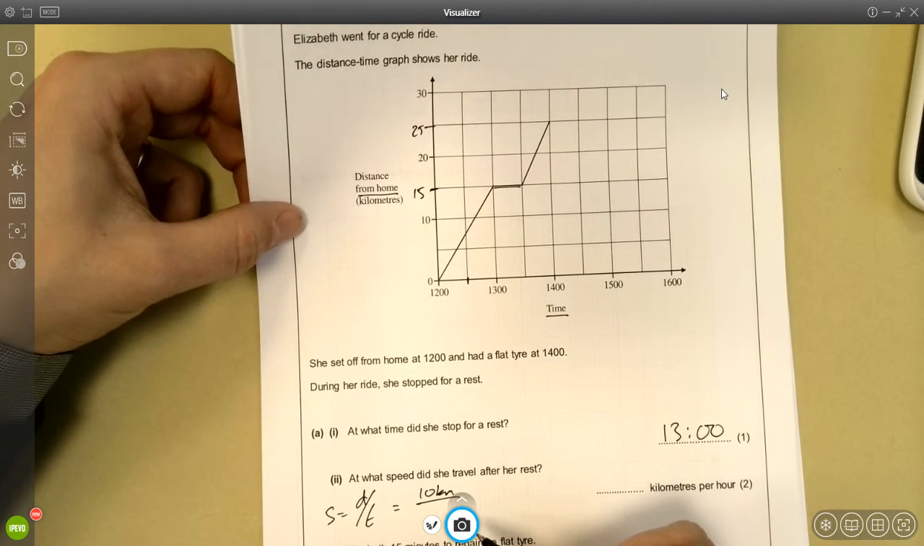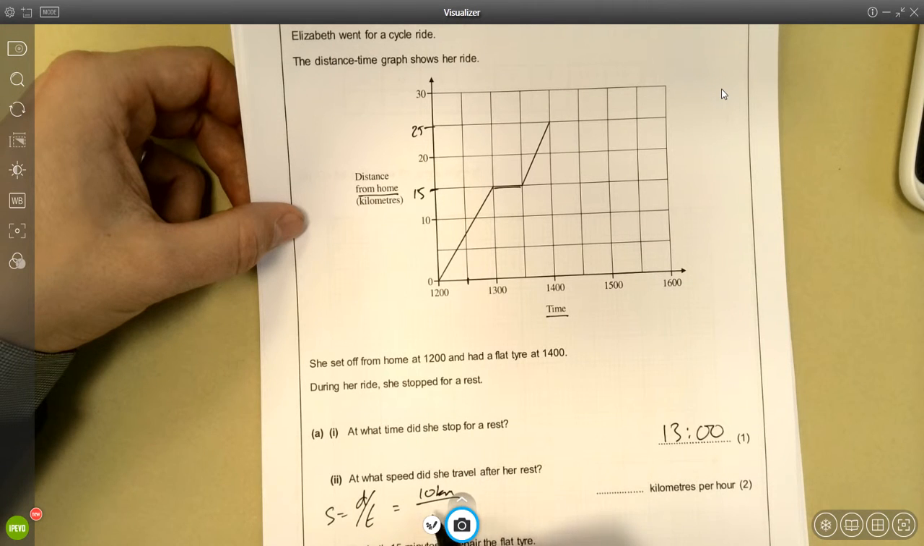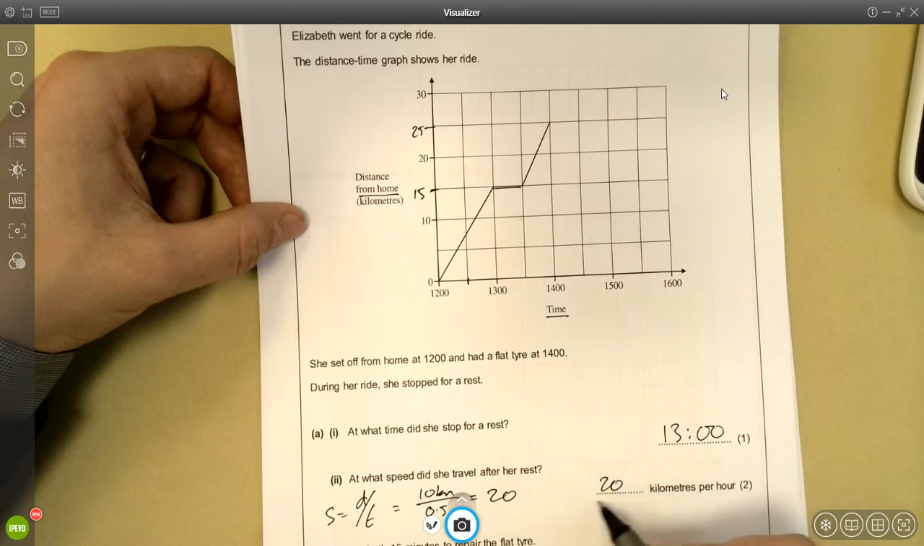All right. But that time here was only half an hour. Don't put 30 minutes. It's 0.5 of an hour. That gives you 20. So it must be 20 kilometers per hour.